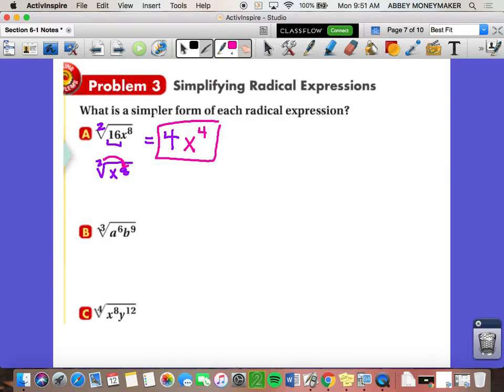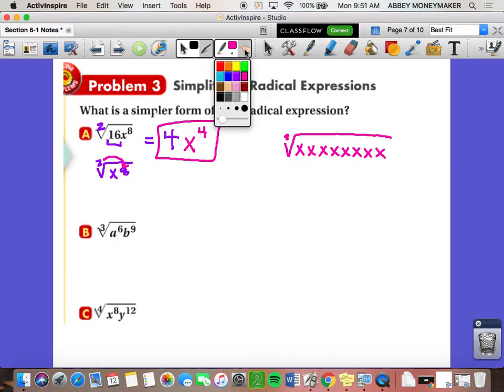If you need a visual of that, so we have 4, 5, 6, 7, 8. We technically have 8 x's under there, right? And I think back in middle school, you were taught, like, the index tells you how many groups you have to have. So, like, for every 2, you can take 1 out. So you have 4 groups of 2. So that's why this simplifies to x to the 4th.